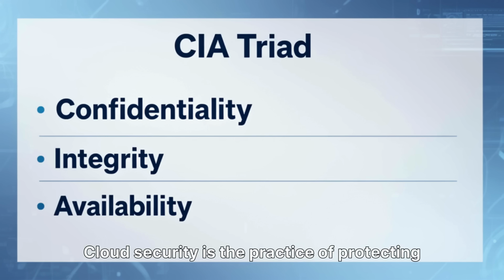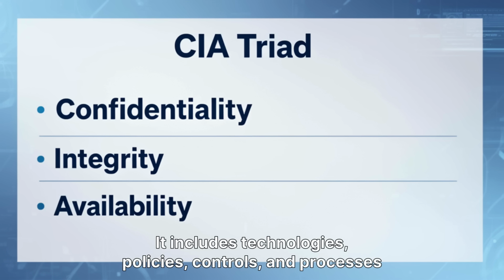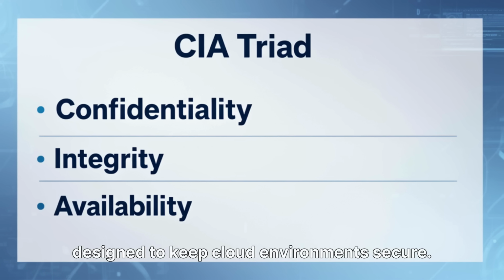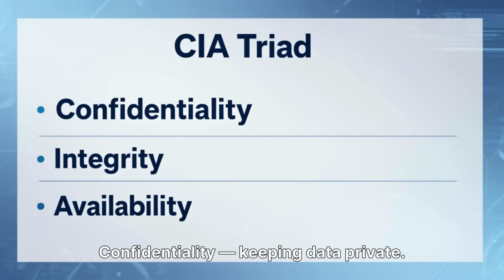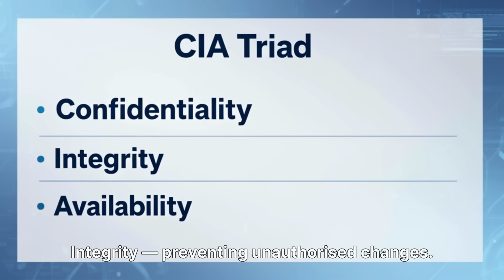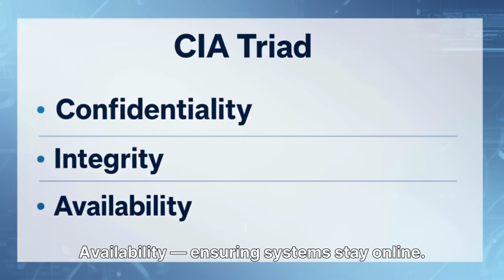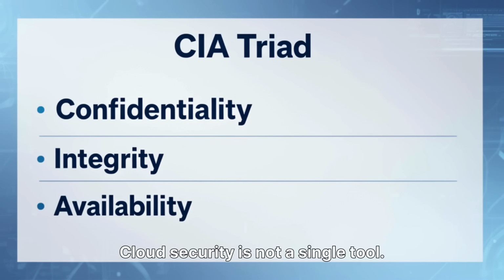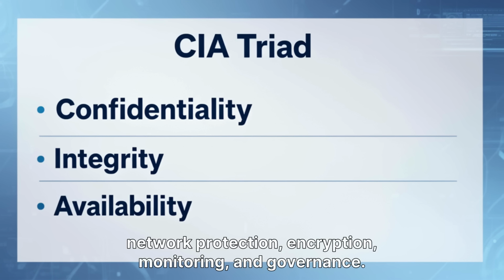Cloud security is the practice of protecting cloud-based systems, data, applications, and infrastructure from threats. It includes technologies, policies, controls, and processes designed to keep cloud environments secure. Cloud security focuses on three main goals: confidentiality, keeping data private; integrity, preventing unauthorized changes; availability, ensuring systems stay online. Cloud security is not a single tool. It is a combination of identity controls, network protection, encryption, monitoring, and governance.